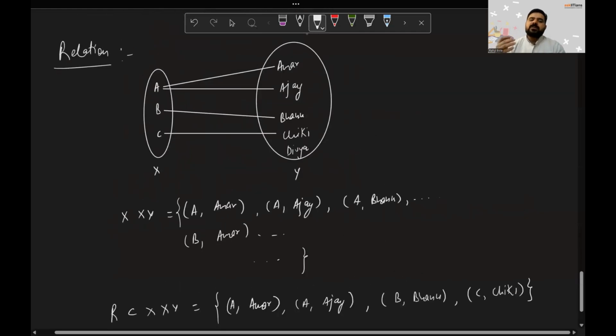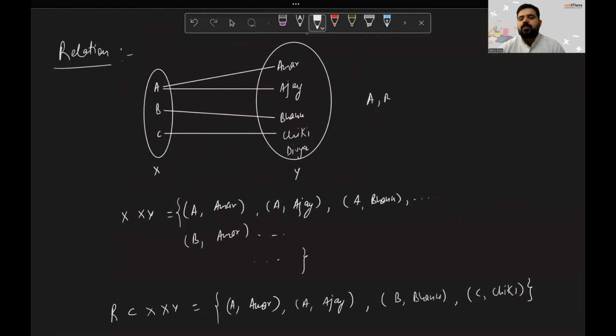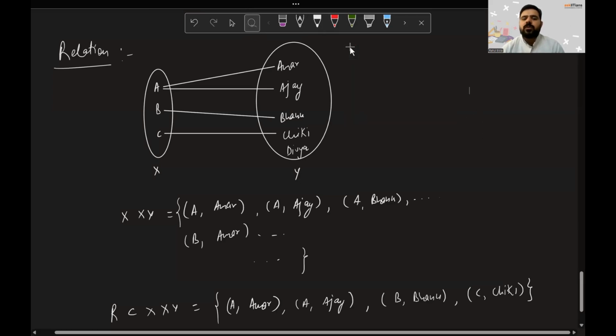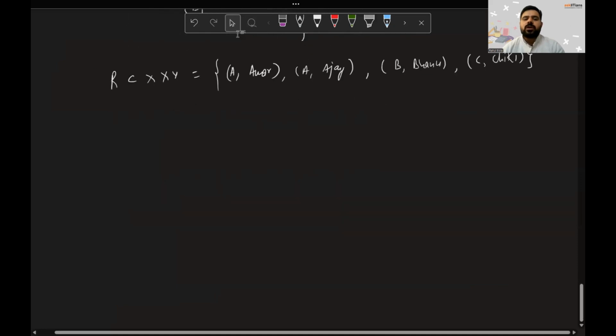Not just that, let's say if someone asks you, okay, we have to map it in such a way that the initial should not match. So yeah, A you will be mapping with Bhanu. Yes, A you will be mapping with Chiki, like this. And so on. B you will be mapping with Divya, let's say. So there are multiple possibilities of forming such a subset of this cross product. So every subset of this is going to be a relation on its own, right?